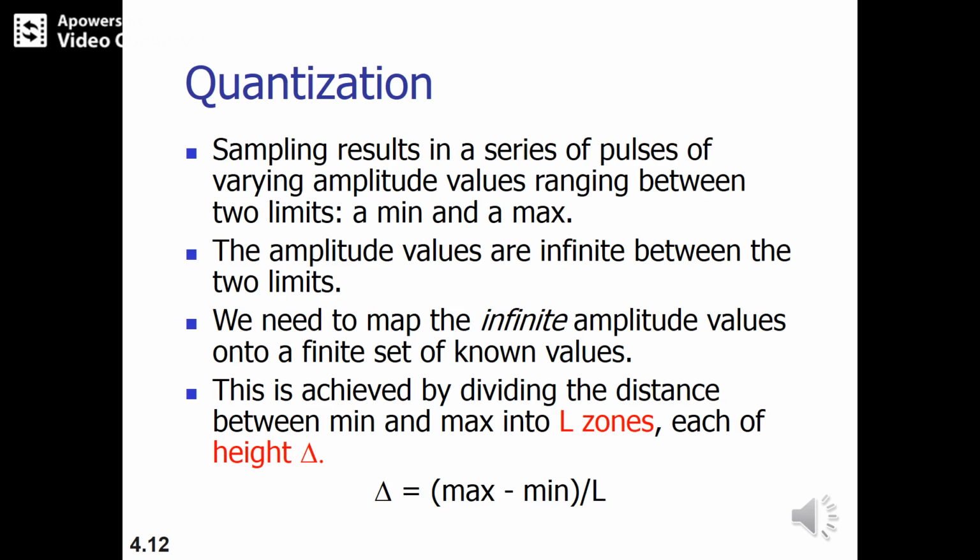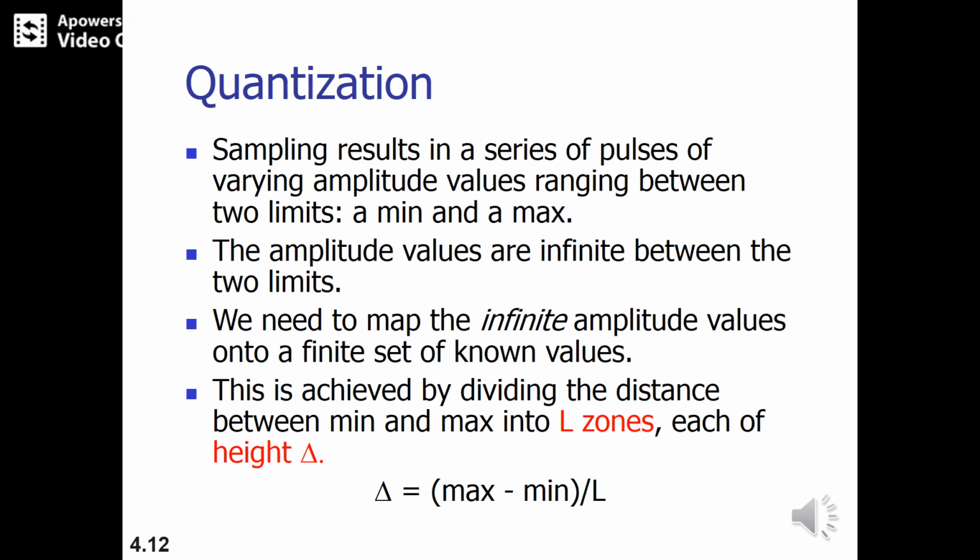Quantization. Sampling results in a series of pulses of varying amplitude values ranging between two limits. So after sampling occurs, we'll have two values: one at the lower limit, that is the minimum value, and the other at the maximum limit, that is the upper value. The amplitude values are finite between the two limits. We need to map the infinite amplitude values onto a finite set of known values. So in quantization, I'll take the max and minimum values and try to map my infinite set of values into a finite set of values.